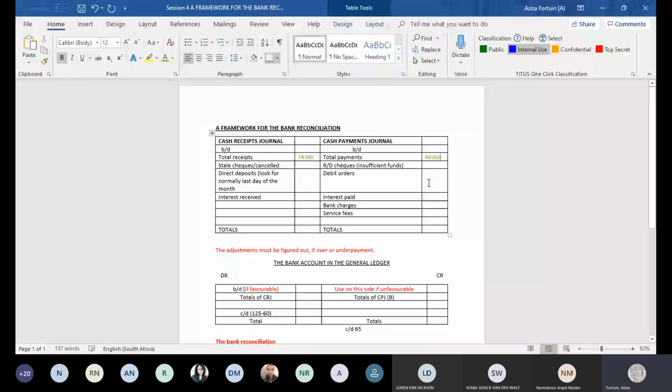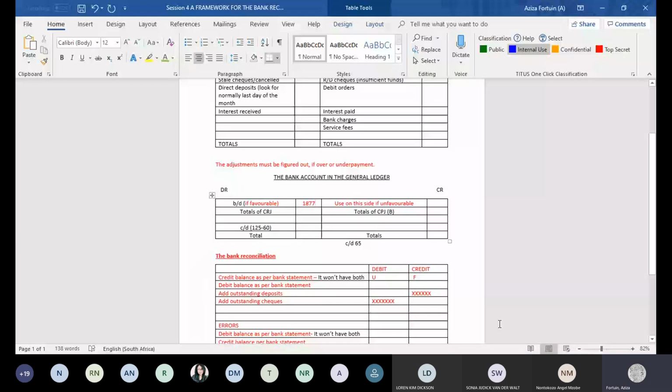Then they say on 1 March 2017, the bank account in the general ledger showed a favorable balance of 1,877. Now they're saying to me the bank account in the general ledger. So I go, bank account, general ledger showed a favorable balance. And I put it in, another mark. Then they say on 31 March, the bank statement showed a favorable balance of 18,536. So I go and put it in under favorable.